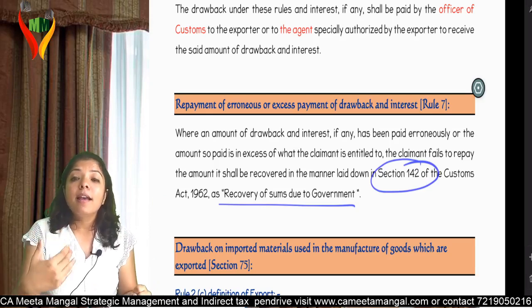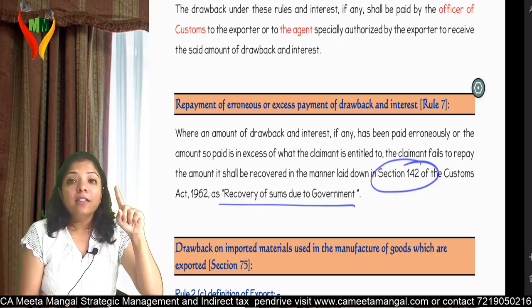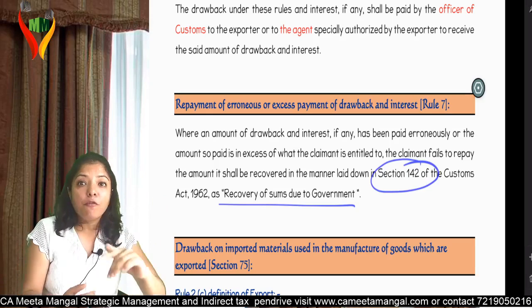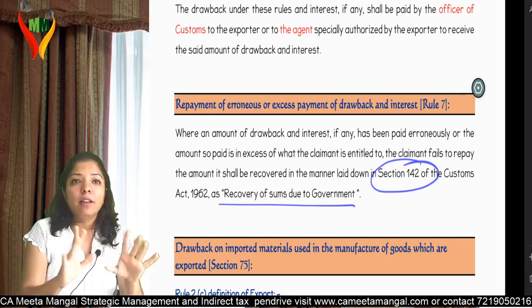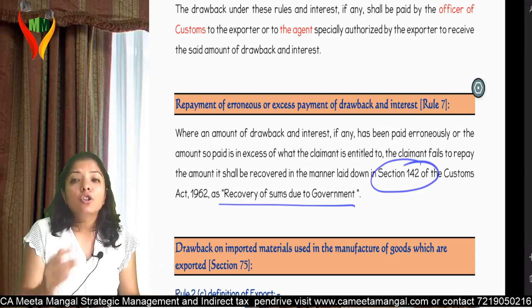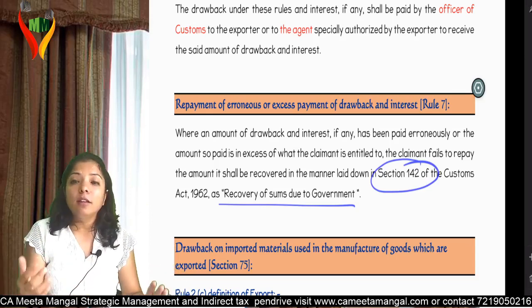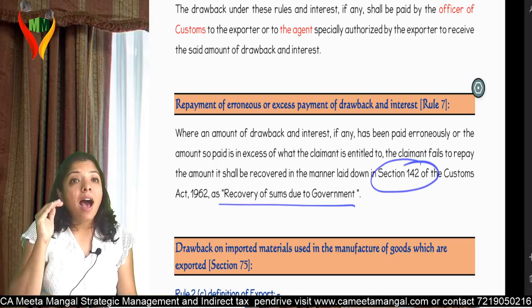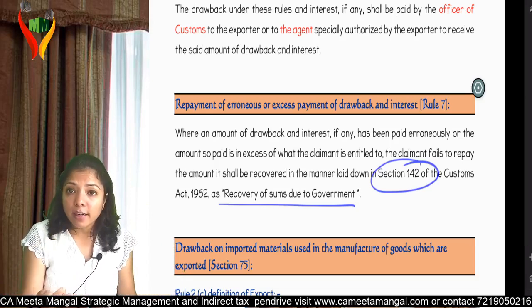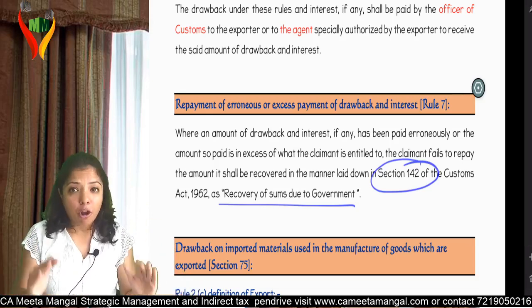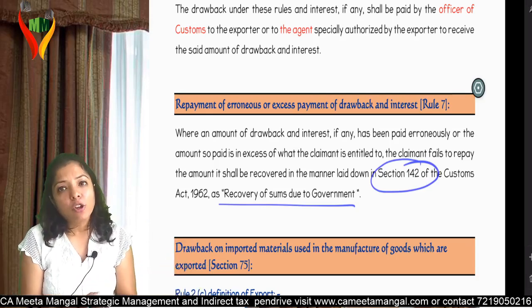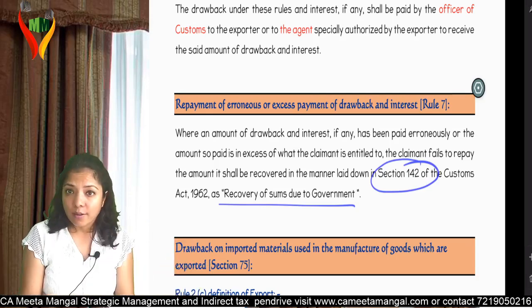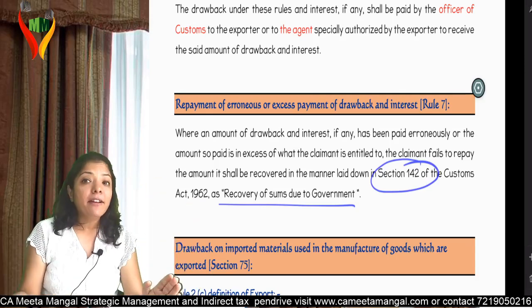Suppose you are exporting in the second year, it's 3% per quarter for 4 quarters, so 4 into 3 comes to 12%. Third year 2.5%, fourth year 2%. But after the second year, if you're exporting, you are not directly eligible for duty drawback; you have to take permission. And after the fourth year, you're not eligible for drawback at all. This was the section. Then we went to the rules.